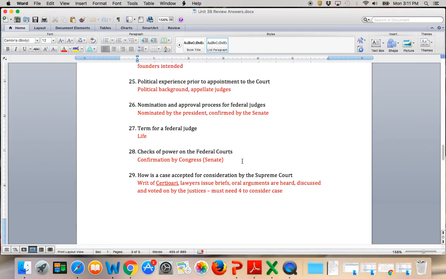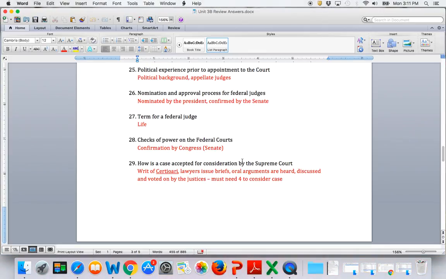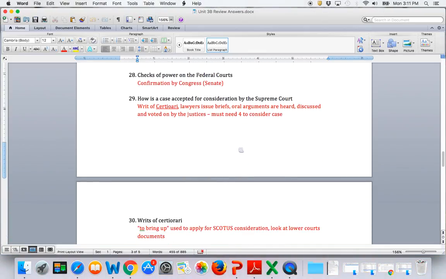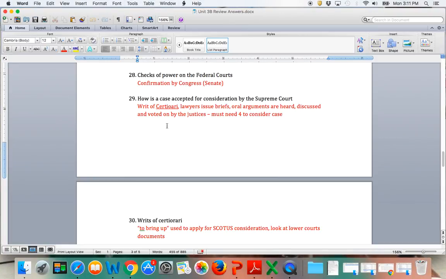Again, the Congress can check over these appointments by confirming them, and that's the Senate. Cases accepted for consideration by the Supreme Court. A writ of cert is where an individual can write complaining about the court case, whether it's from a state Supreme Court dealing with a national issue or from an appeals court.